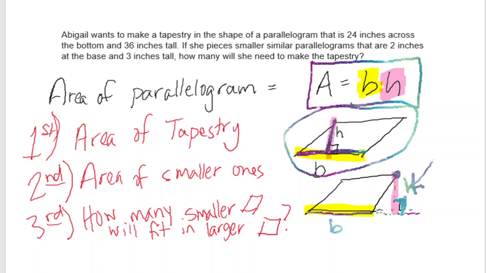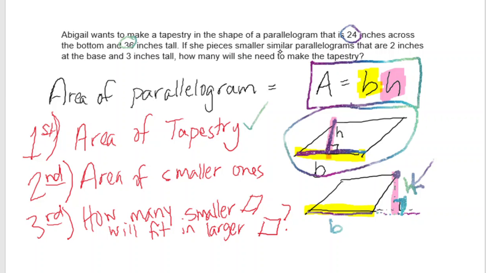We have Abigail wants to make a tapestry in the shape of a parallelogram that is 24 inches across the bottom. So 24 inches is our base, and 36 inches tall. So 36 is our height. So the first thing I'm going to do is find the area of this tapestry that Abigail wants to make by multiplying 24 by 36, which would be the base and the height.